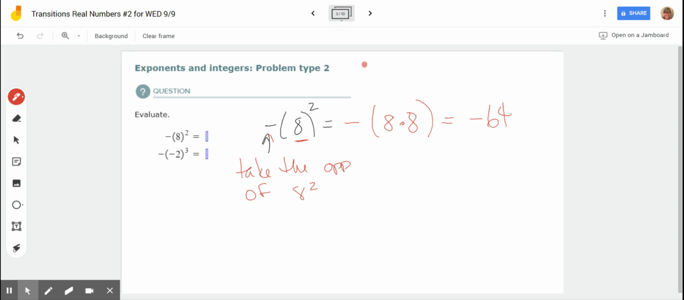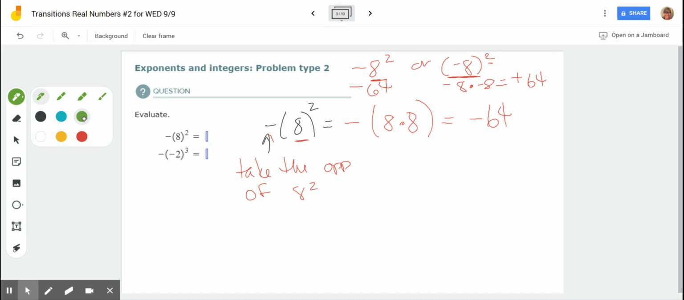This is testing you on whether you understand the difference between negative 8 squared and negative 8 squared. Negative 8 squared, this is the base of the 2. This means negative 8 times negative 8, which is a positive 64. This is a negative 64 because the base of the 2 is the 8, just like here. Okay, take a look at the next one.